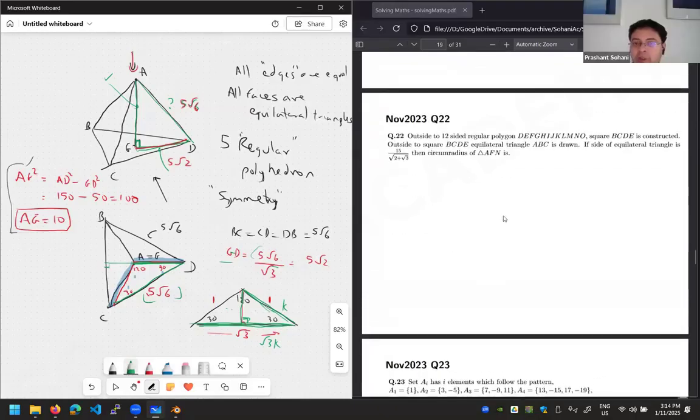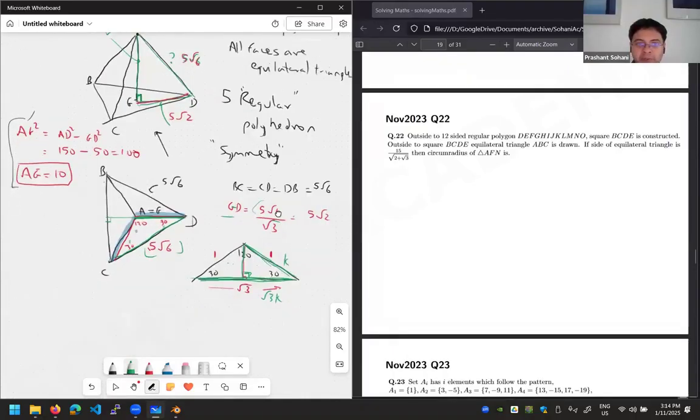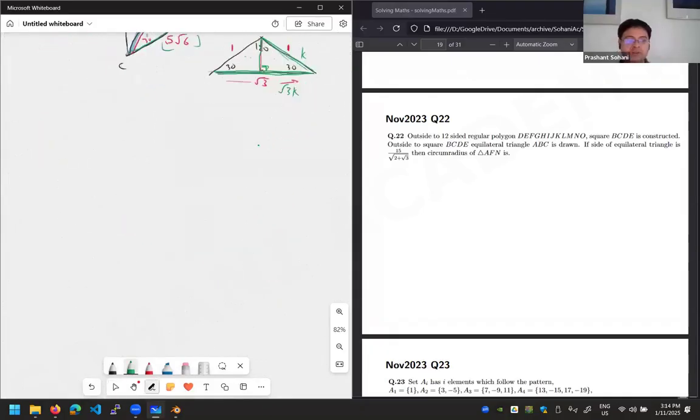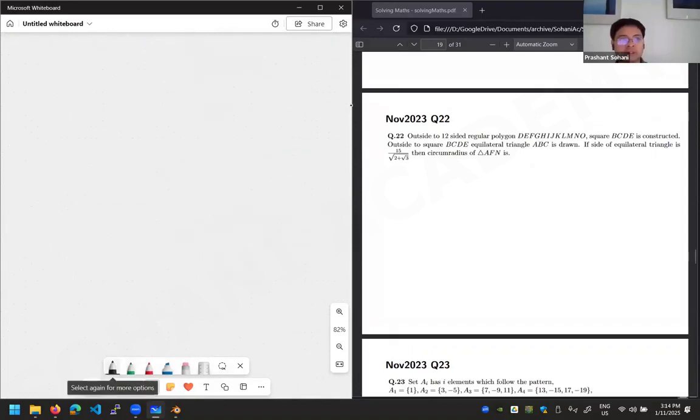Okay, then question 22. At least by my own rating, question 22 was definitely one of the hardest geometry questions. Despite that, as I already mentioned last time, it is the second question. So if you spend too much time on this one, you might miss the opportunity to solve other questions. The first piece of information looks very complicated, right?